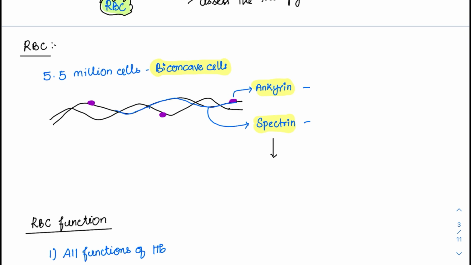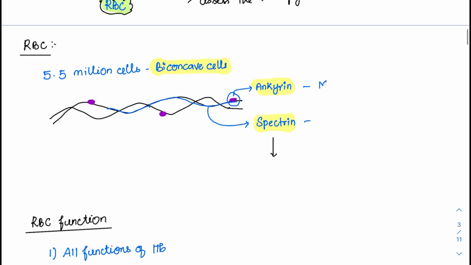The black ones here are the spectrin, and the colored ones here are the ankyrin. Tell me which is the most important or the most dominant one involved in defects. Like most commonly, which is involved in defect. Most commonly, if they ask, the answer is ankyrin. Most common defect is seen in the protein ankyrin.